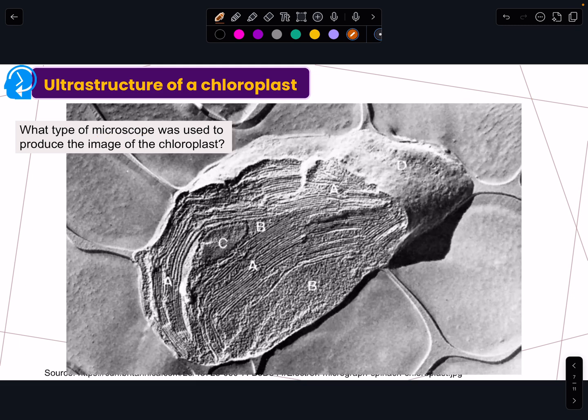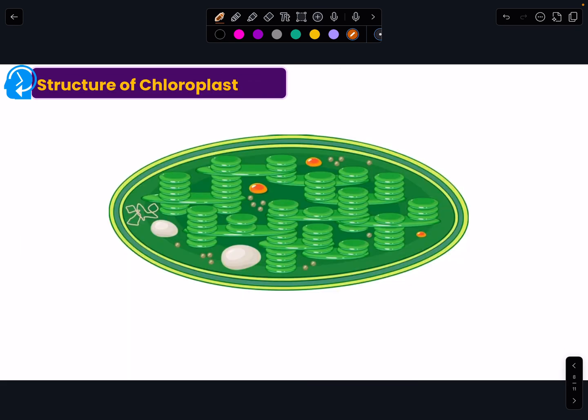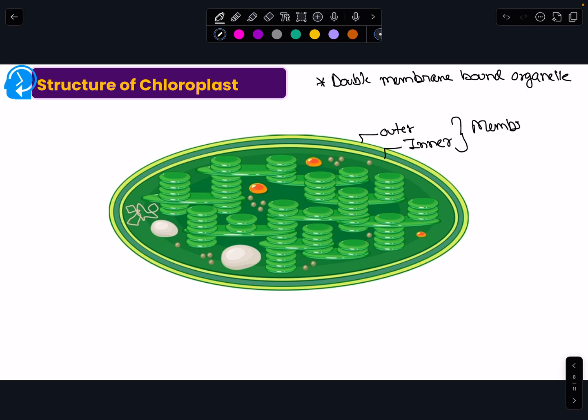So this is another view of the chloroplast, how it looks under the microscope, and this is again taken through the electron microscope. Now, the first thing when you look at the structure of the chloroplast, we need to understand that it is a double membrane bound organelle. Why double membrane bound organelle? The reason is very clear, as you can see in the diagram as well, that it has two membranes. This represents the outer membrane, and this represents the inner membrane. So that's the reason we call the chloroplast a double membrane bound organelle.